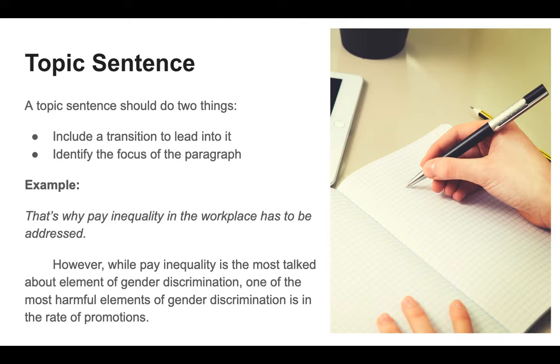So here's my example down below. In italics is the end of a paragraph that might be before it. It says, that's why pay inequality in the workplace has to be addressed. So notice, I start my next paragraph off with a transition by saying, however. I also use a word link by talking about pay inequality. And I say, however, while pay inequality is the most talked about element of gender discrimination, one of the most harmful elements of gender discrimination is in the rate of promotions. This way, I clearly identify that the focus of this paragraph is going to be on the rate of promotions.